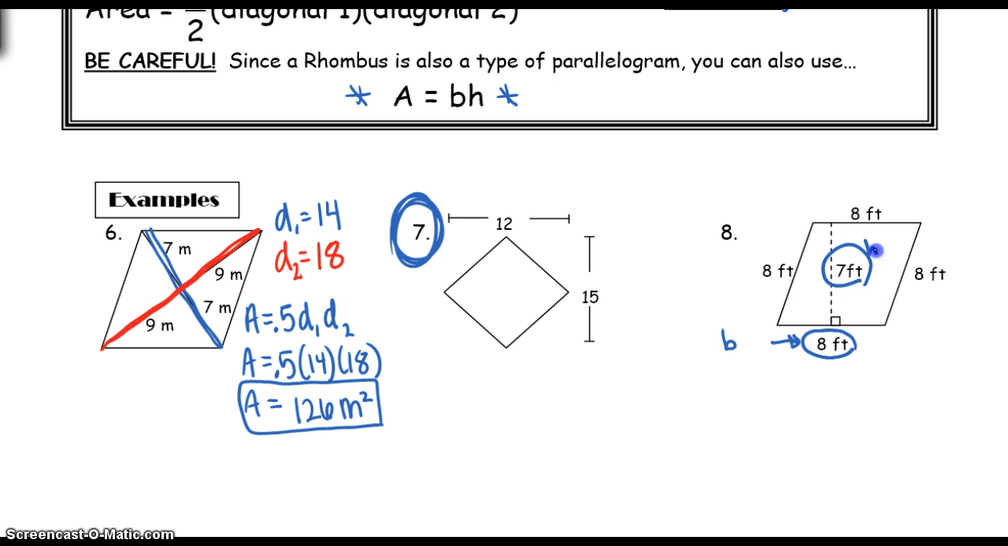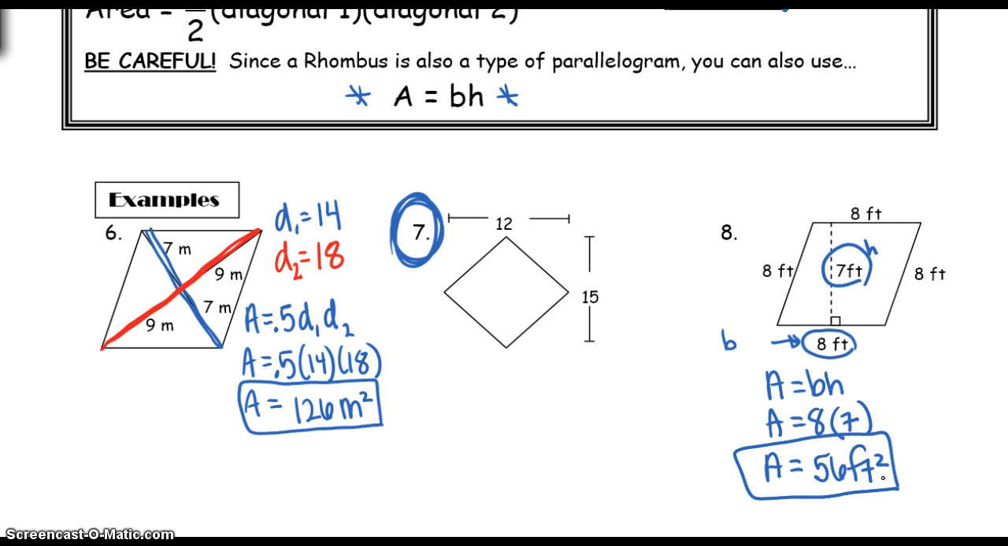That's your height, okay? All these other little guys here are just the lengths of the sides. So we have area equals base times height because a rhombus is a type of parallelogram. The base here is 8, so area equals 8 times, and the height here is 7, so 8 times 7. When you multiply those together on your calculator, you get that the area equals 56 feet squared. Boom, done with that one.